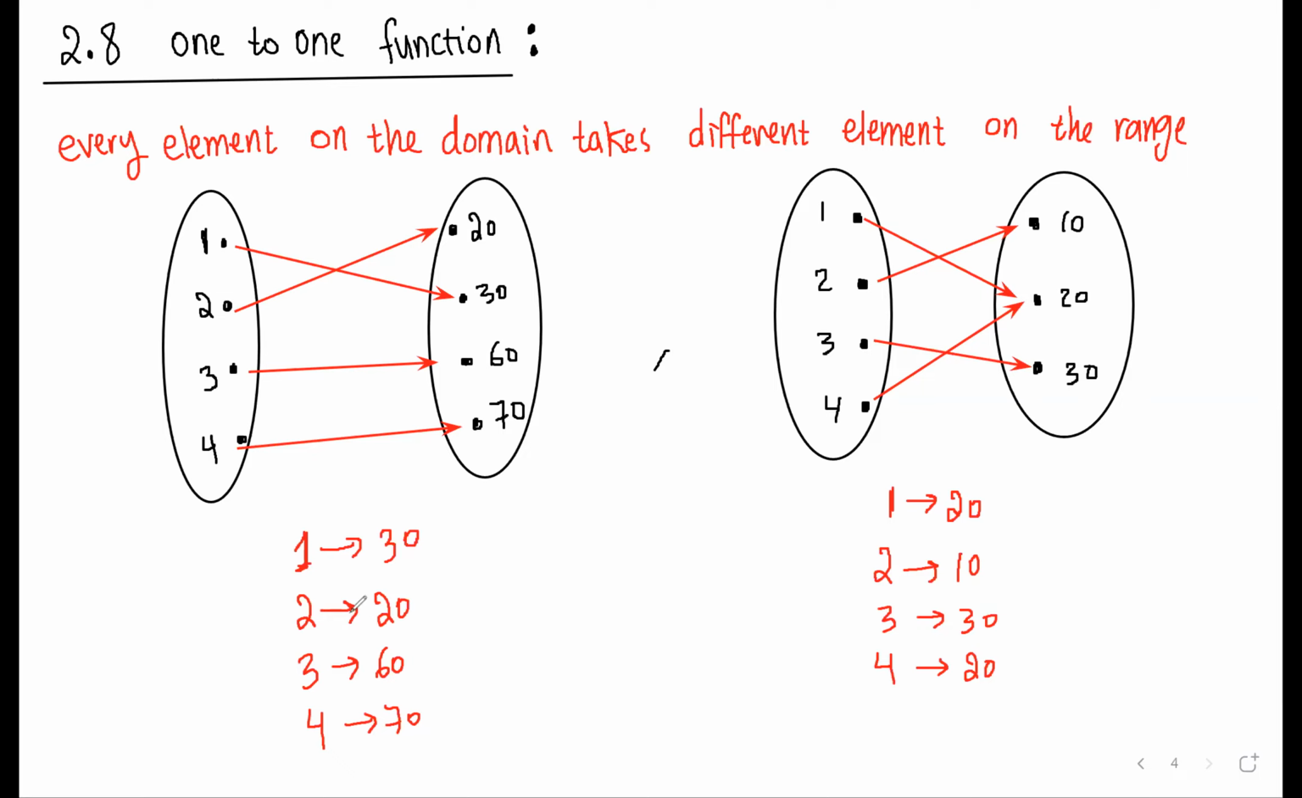So this function here is a 1-to-1 function, but this is not a 1-to-1 function. Why? Because the 1 goes to 20 and the 4 goes to 20. And this makes the function not 1-to-1.